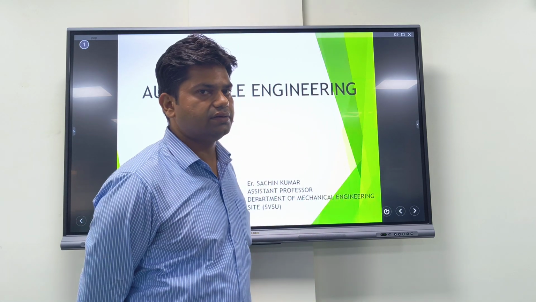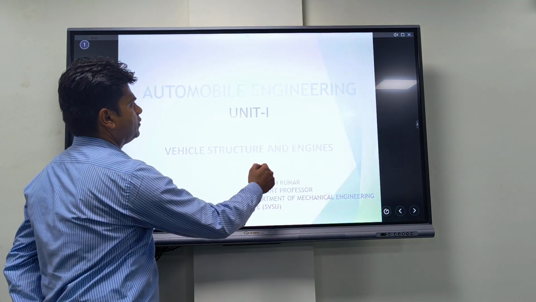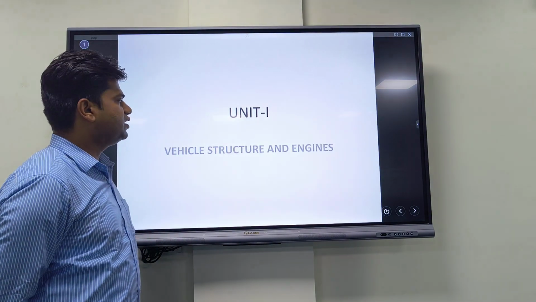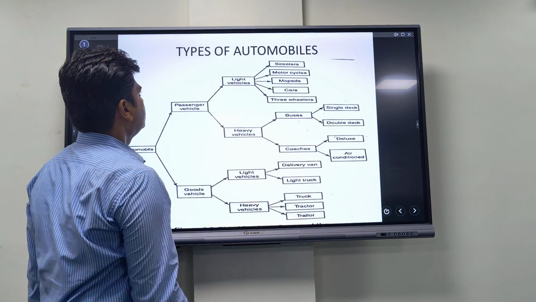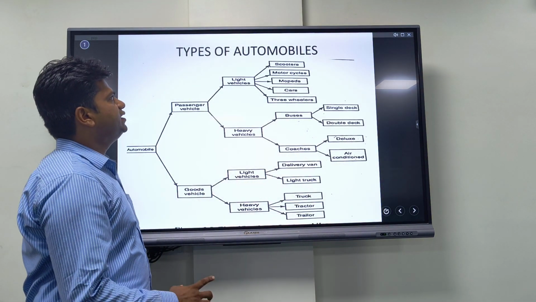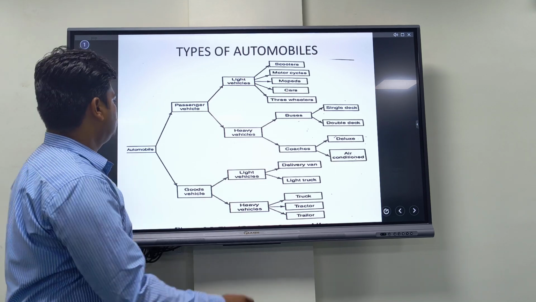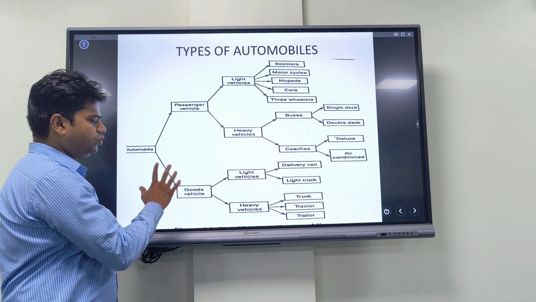Today I am presenting a PPT on automobiles. There is a unit first, vehicle structure and engines. The first slide is types of automobiles. There are different types of automobiles: passenger vehicles and goods vehicles.